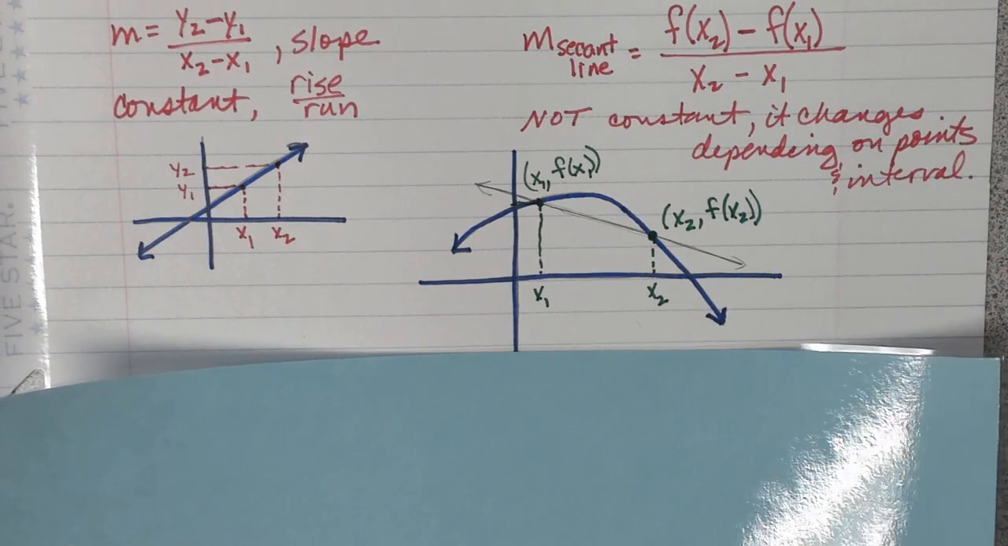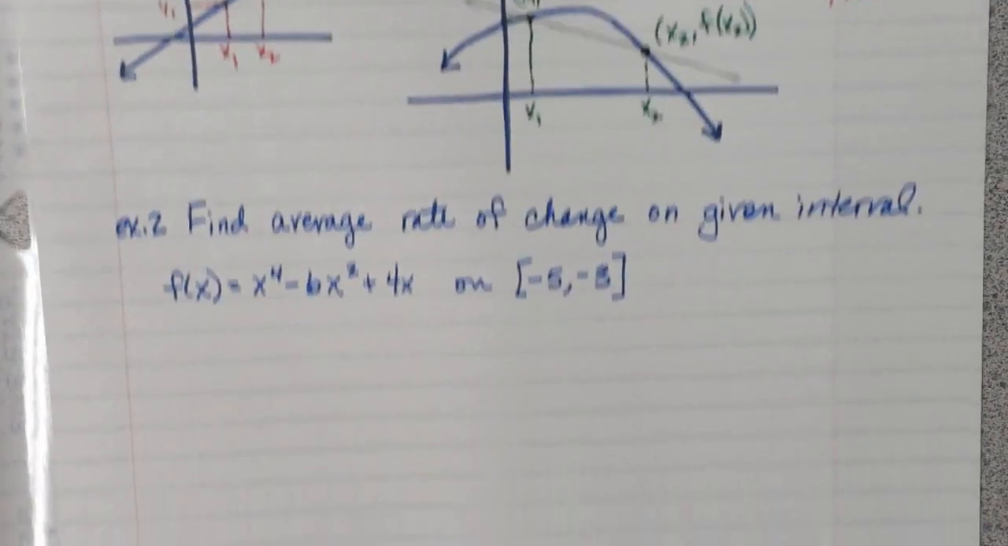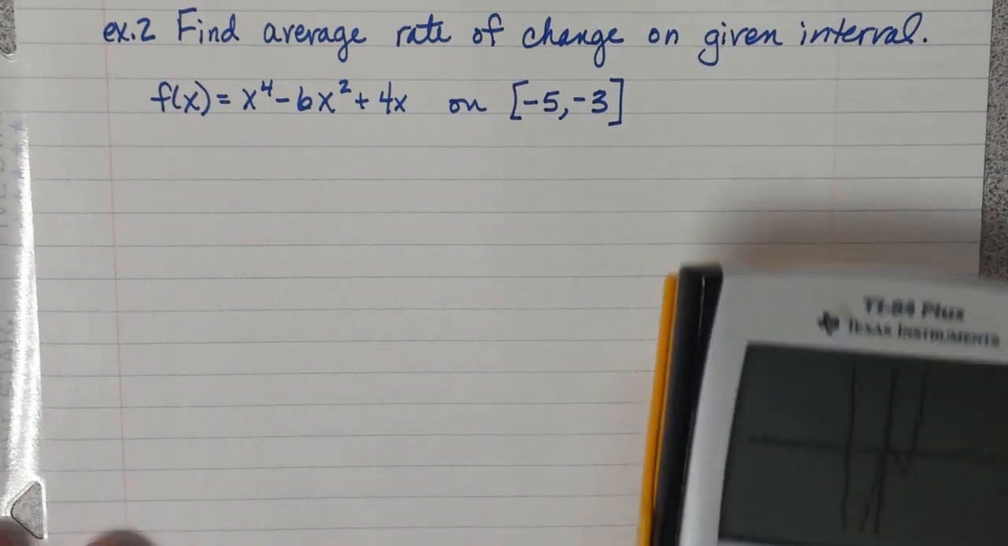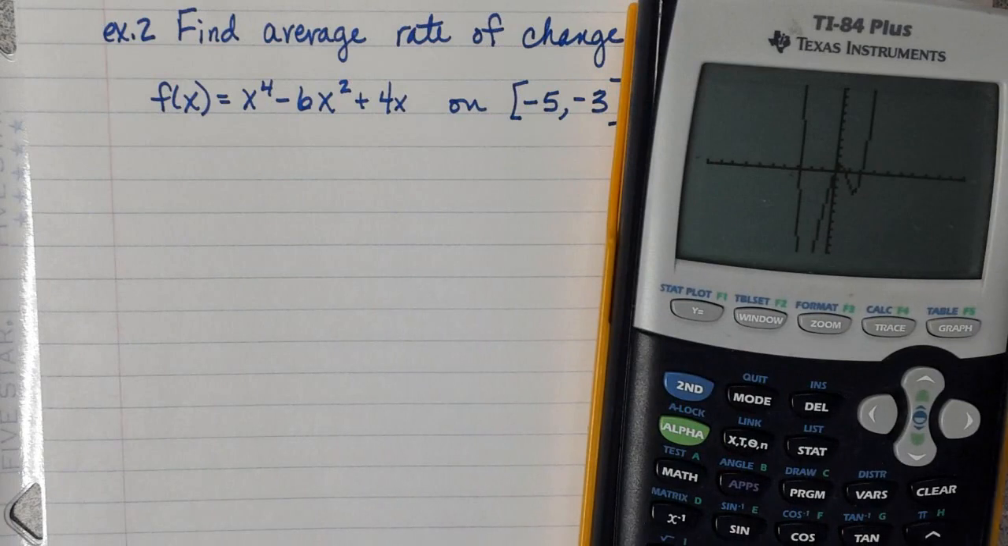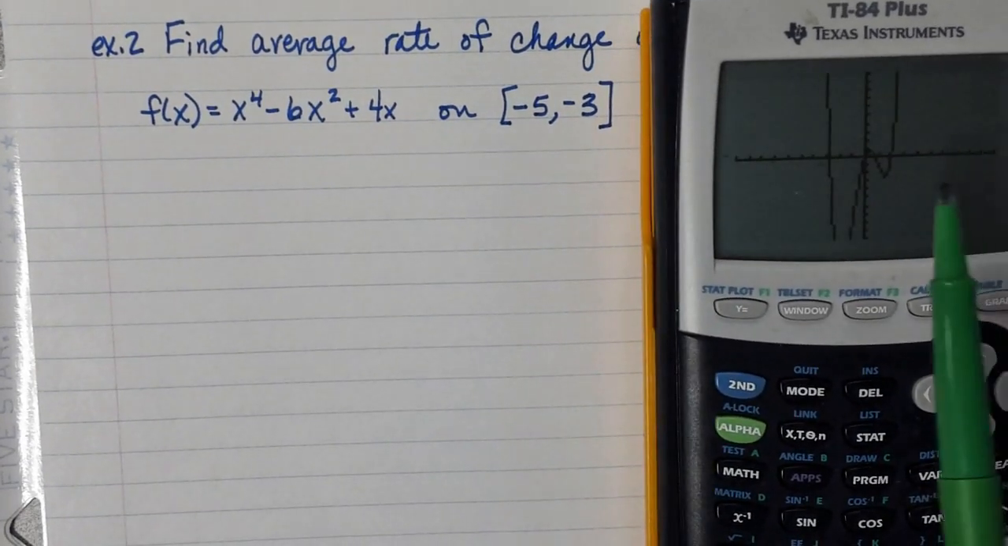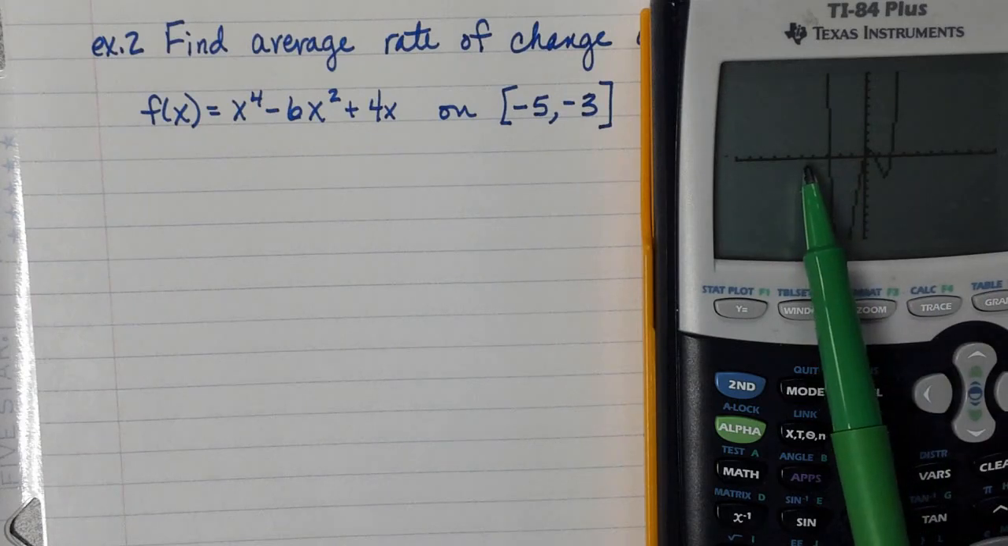All right, so let's try an example. I'd like you to find the average rate of change for this graph on this interval. Now, I'm going to pause for a minute and set this up and get a visual for you. All right, if you look at this graph, right here it's decreasing, it came in, it's increasing, decreasing, and increasing again. But I'm only interested on this graph on the interval from -5 to -3. -5 is out here. There's -3.